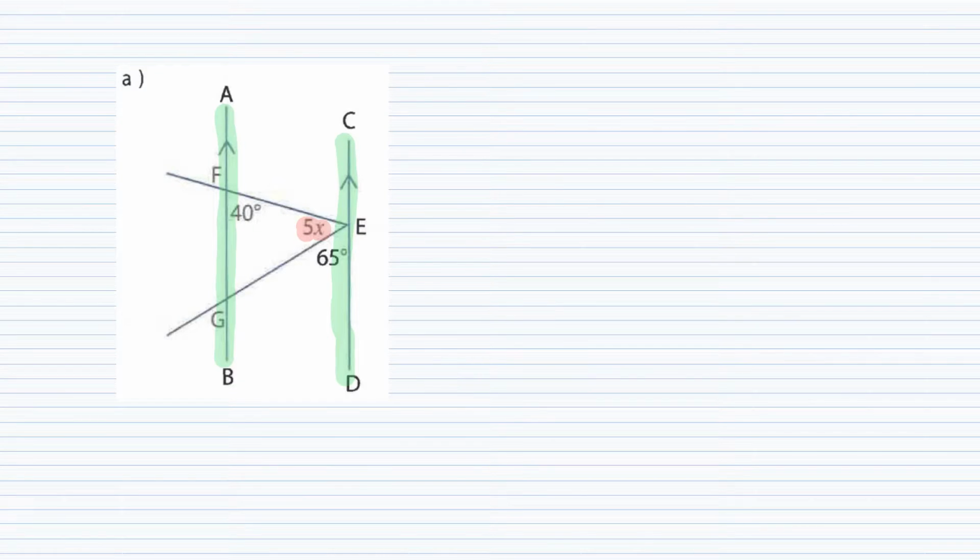So I'll start with the quickest and most efficient way, and that is if we look at this transversal running between F and E, and we look at this over here now.